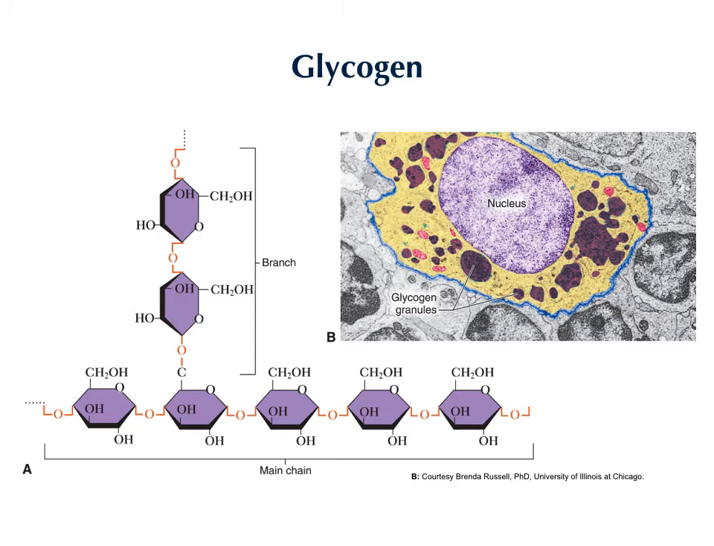So let's take a look here at glycogen. This is a little branch of glycogen. You have the straight chain at the bottom, and then you have the branch going up at the top. And you can see the picture, a transmission electron micrograph of the solid glycogen granules in a liver cell. Okay?